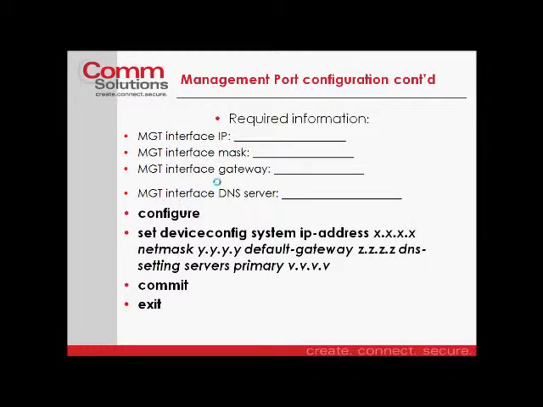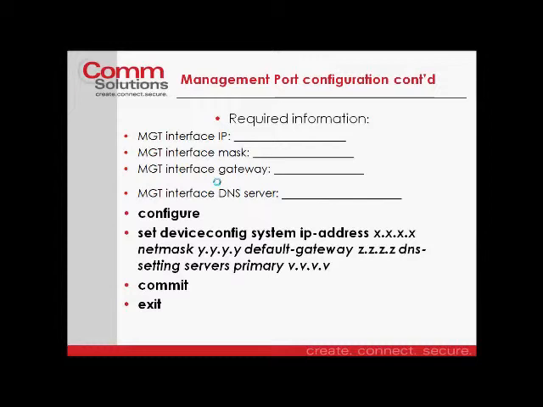Some background information, things we will need to perform this initial configuration: our management interface IP address, our management interface mask, gateway, and DNS server. All of these are important because the firewall by default will use the management interface to perform its own functions for things like software updates.